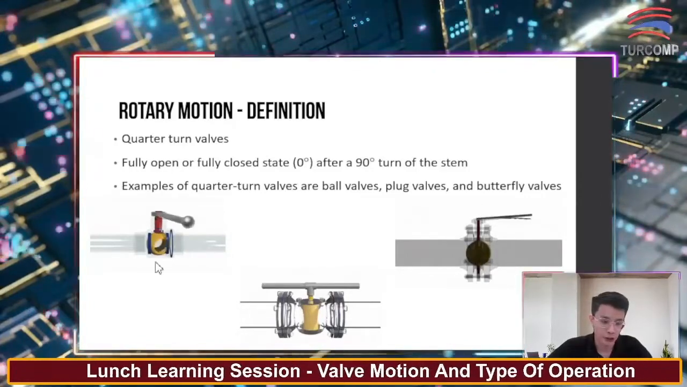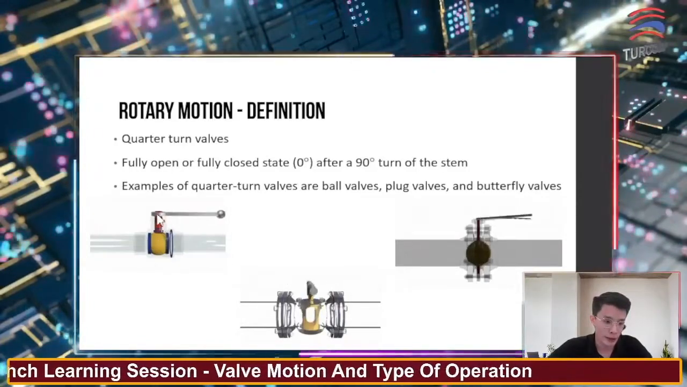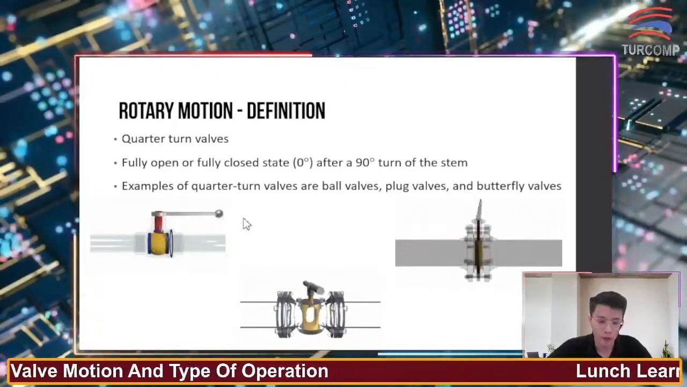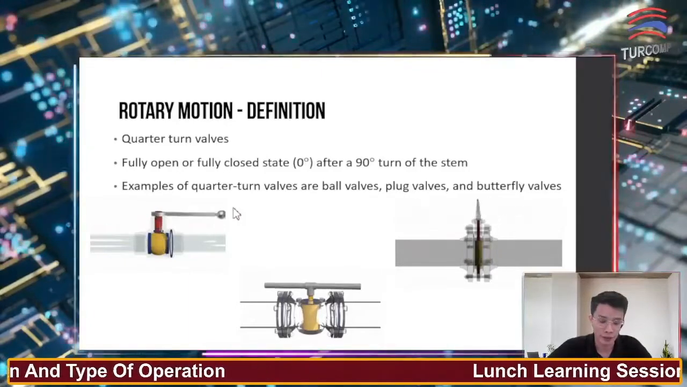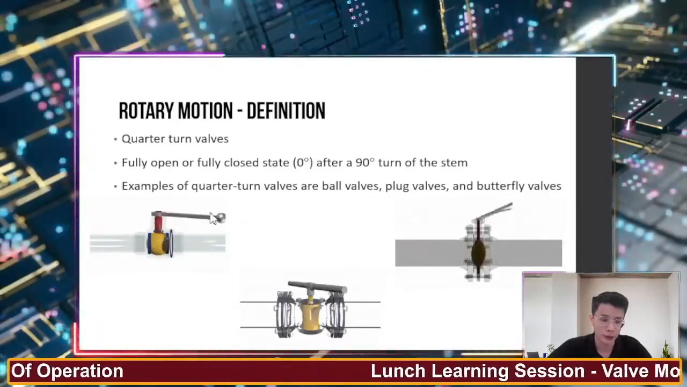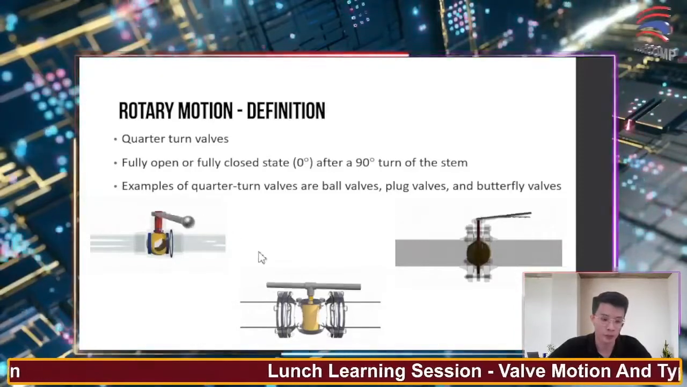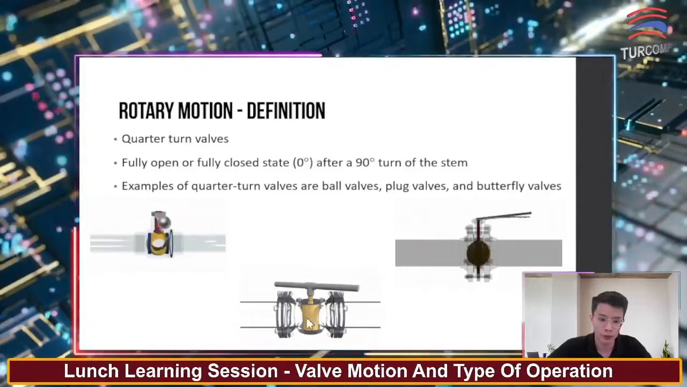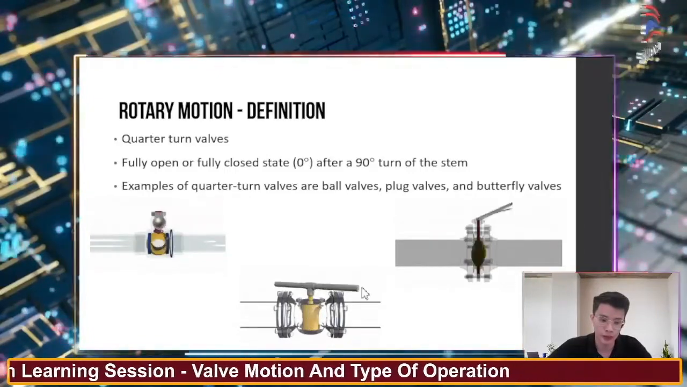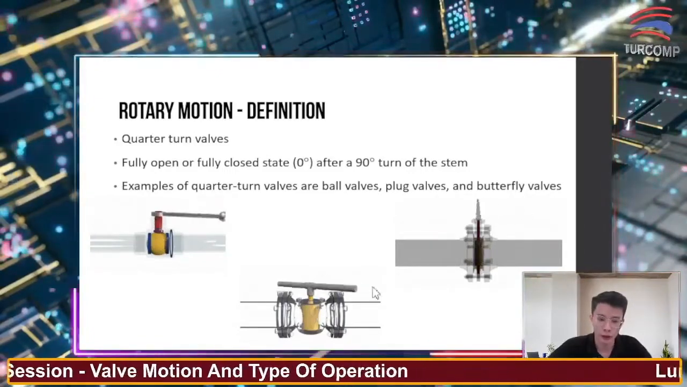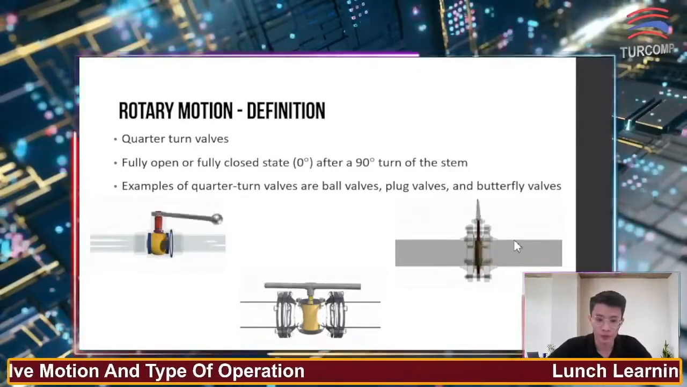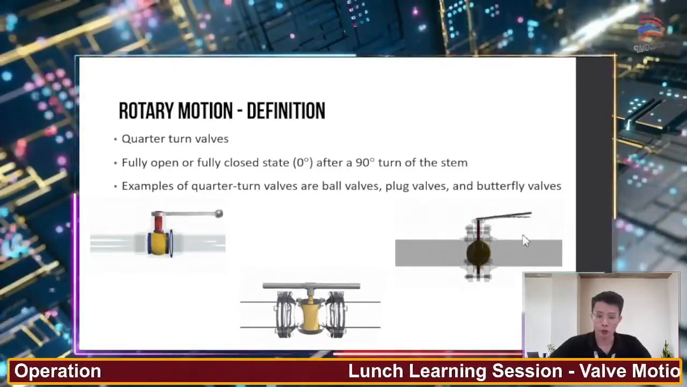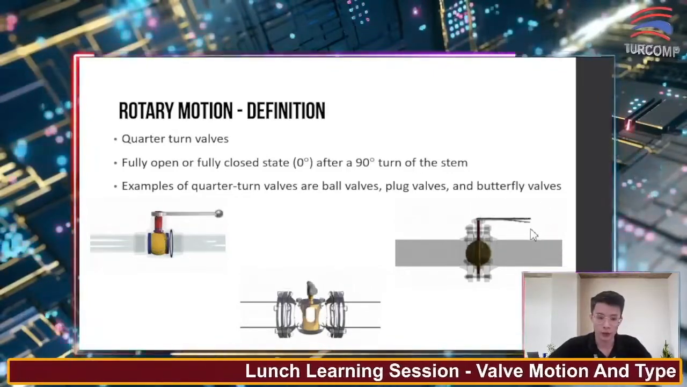Here are some pictures, for example, this one at the left. You can see the stem is connected to a ball, and when we want to open the valve, we just need to rotate the lever from 0 degrees to 90 degrees. Then we know we can fully open the valve. Similar to the plug valve in the middle, we just need to rotate the hand wheel 0 to 90 degrees to fully open, or rotate anti-clockwise 90 degrees to close the valve. And for the butterfly valve, similarly, we just need to rotate 90 degrees to open or close.